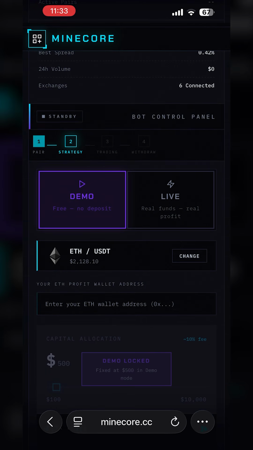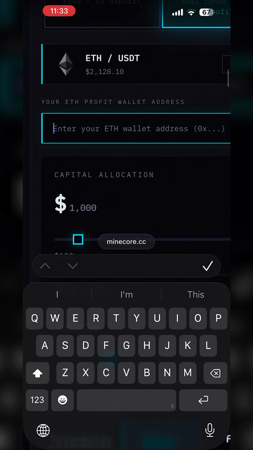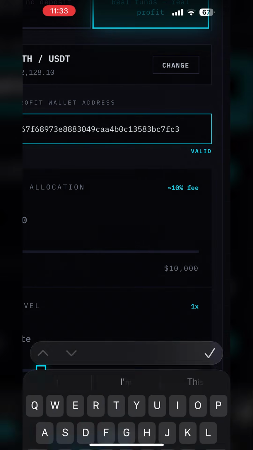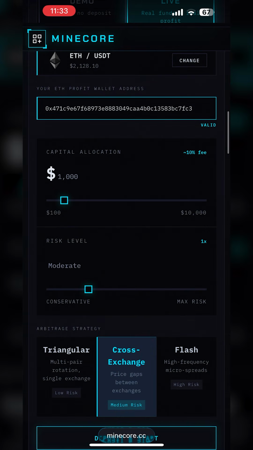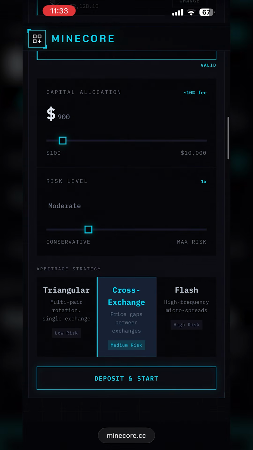So here I switch to live mode, and right below that, the wallet address field appears. Good. Next is capital allocation. It's the session budget, nothing tricky about it. And right underneath is risk level. And I actually want to spend a second on this.